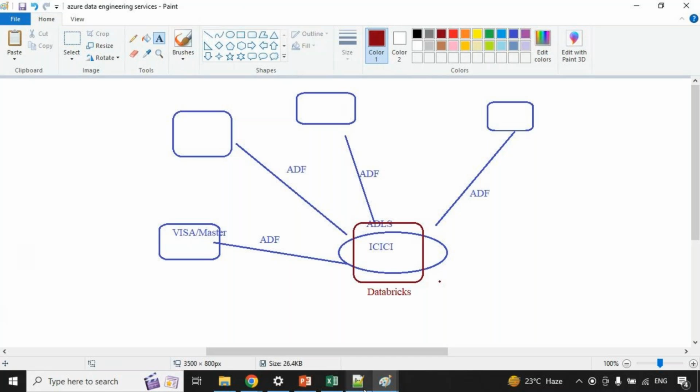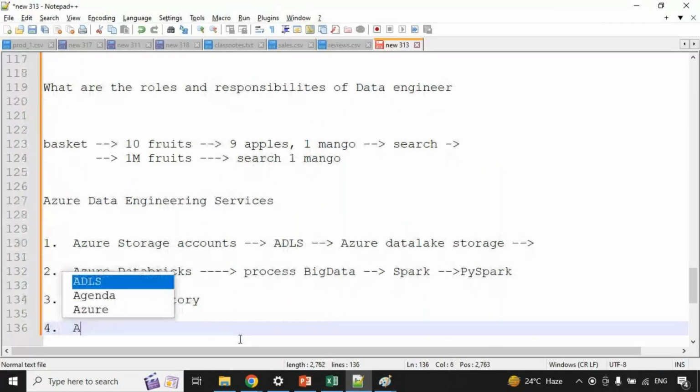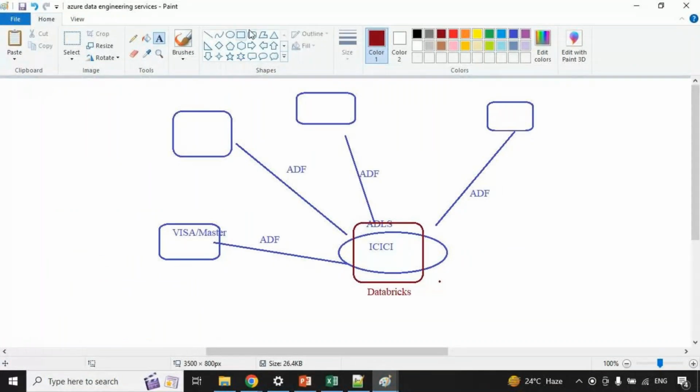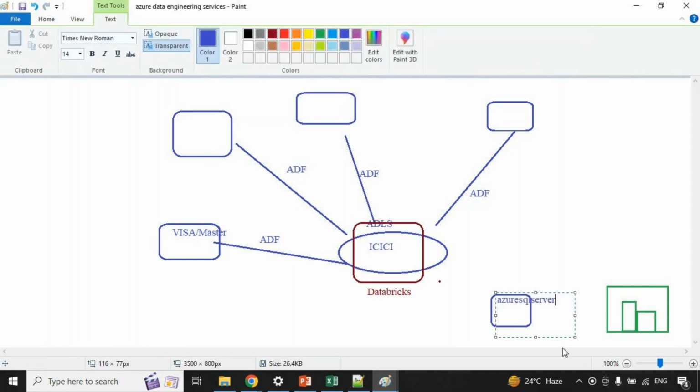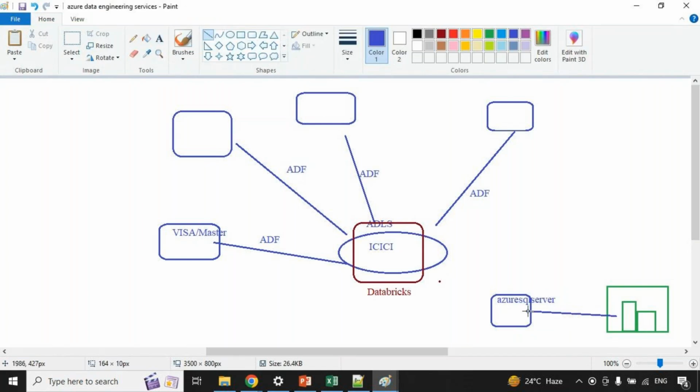Okay. Now we have one more service we are going to learn, Azure SQL Server. Once the data is there, there is a reporting team, and they want to generate the reports. For these reports, we can go directly like this, or we have some cloud OLTP system or any database, Azure SQL Server. So here we can generate the reports. Whatever processed data is in Azure SQL Server, the reporting team generates the report from it.